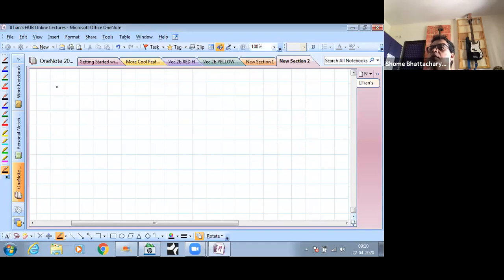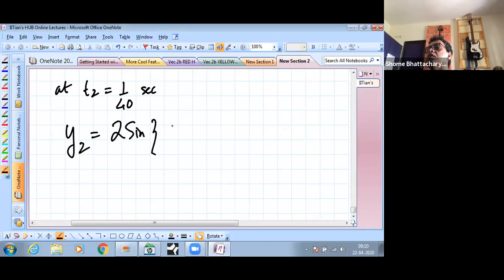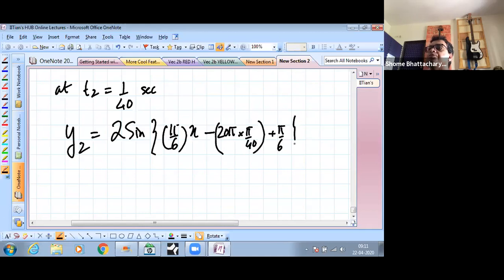So now let's say I'm looking at this time t2 equal to 1 by 40 seconds. So we saw y2 was equal to a sine kx minus omega t, which actually became 20 pi into pi by 40. That's your omega t term plus the phase constant, so that was pi by 6. So this is what my equation had become.